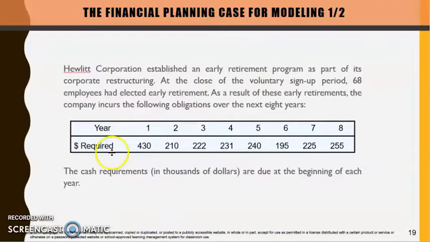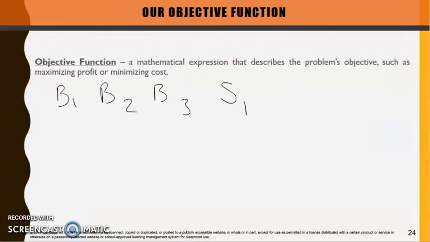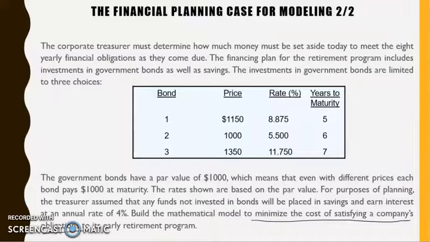As you can see, right now at the beginning of year 1, we need to pay $430, in fact $430,000 now. So the total amount of money that we need to pay includes those 430 bucks that we pay. But how much do we need to pay for bond 1? It depends on the price of bond 1. What is the price of bond 1? The price of bond 1 is 1150.